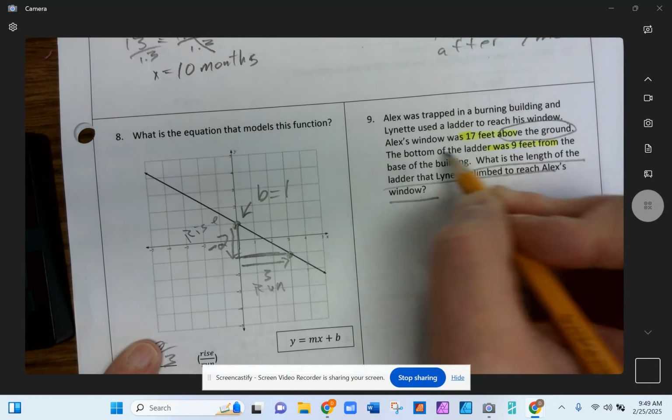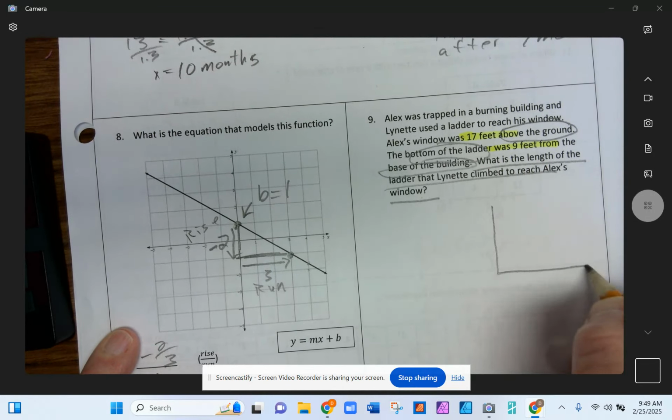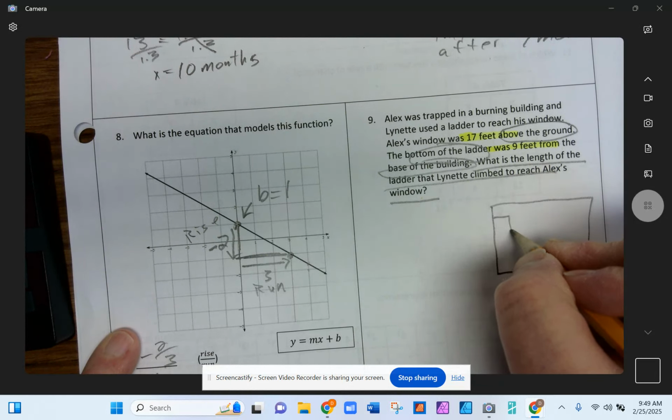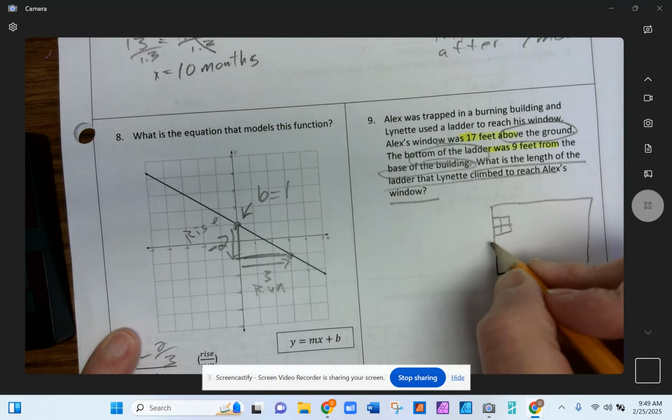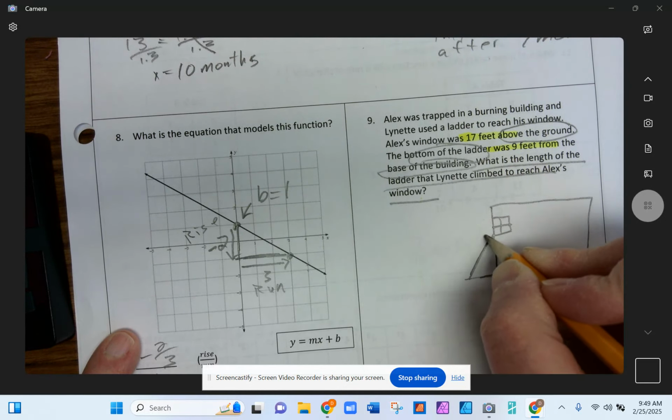Above the ground, bottom of the ladder from the base of the building. So we've got our building here. The window is like right here. Our ladder is going like this.